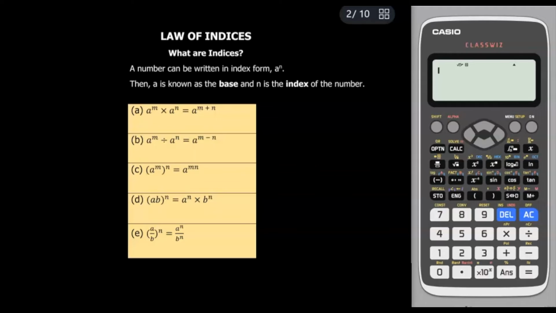What are indices? Indices is a number that can be written in index form, which is a power n. So a is the base and n is the index or the power.